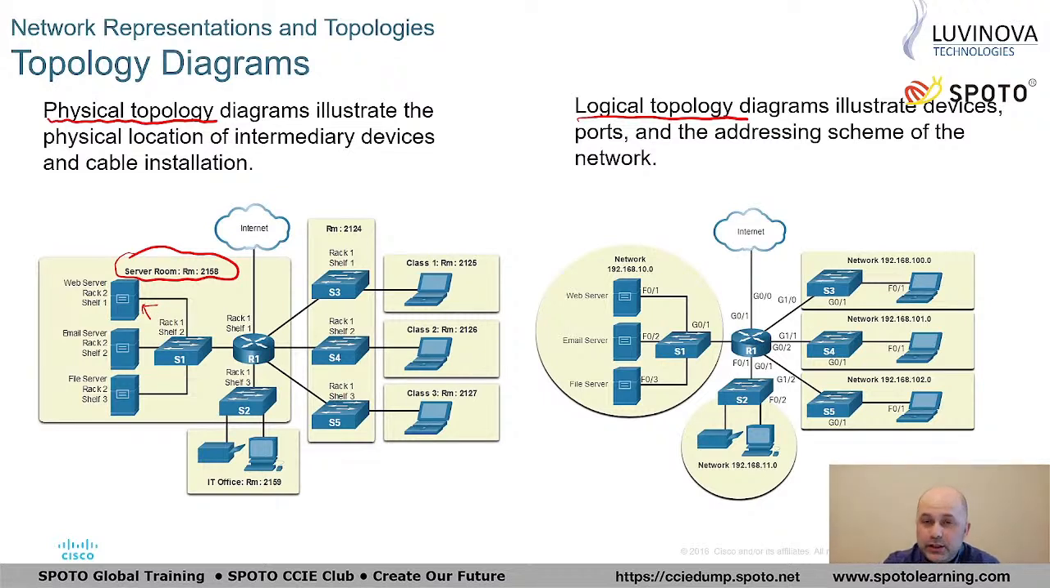Of course, this is not just a document. On the machine itself, you must also have tags. Tags are those little stickers or marks which are exactly the same as on the map. On the right side, you have a logical topology. Logical topology is completely opposite. It gives you the logical description of the whole network.